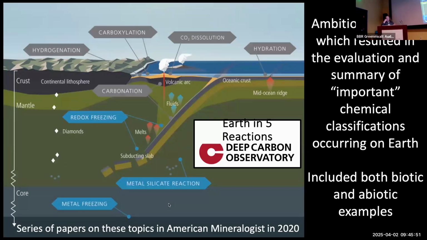The Earth in 5 reactions culminated in another workshop where a room of people, some of whom are here, were in the Carnegie Institution for Science building downtown, being very confused about how to define the most important 5 reactions for our planet. We eventually came up with a consensus, and this is what that diagram looks like, made by Josh Wood: hydrogenation, carboxylation, CO2 dissolution, hydration, and carbonation being the 5 that we agreed upon, and then a couple honorable mentions that became their own papers afterwards.